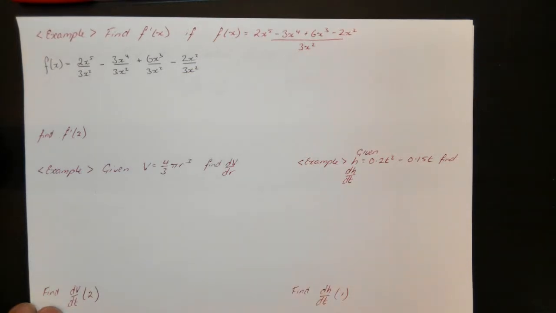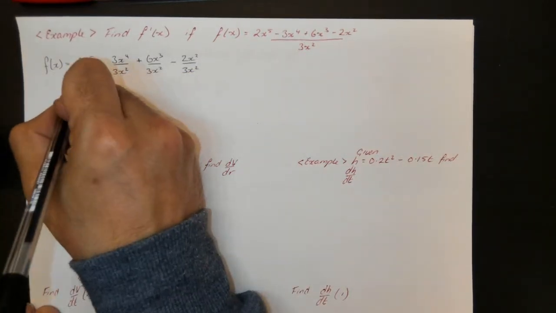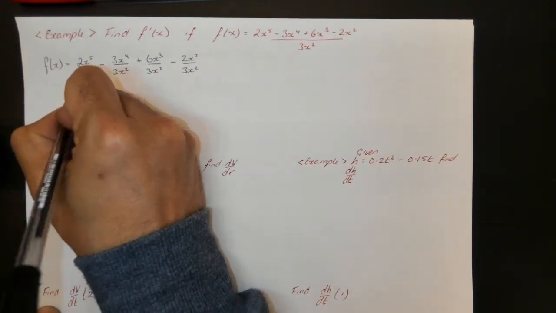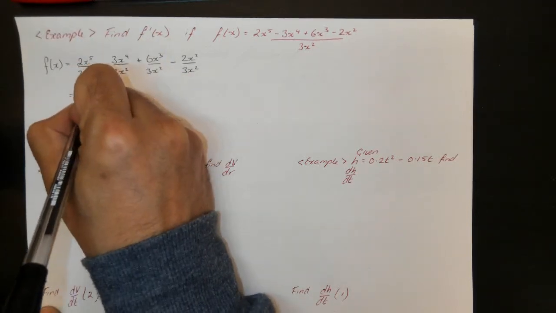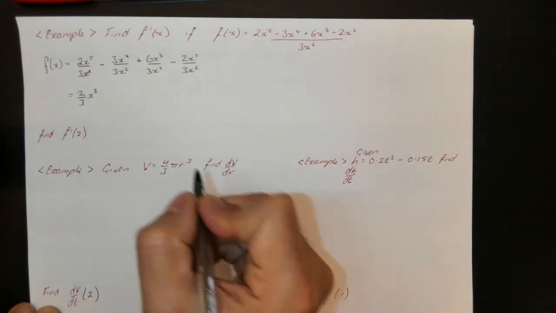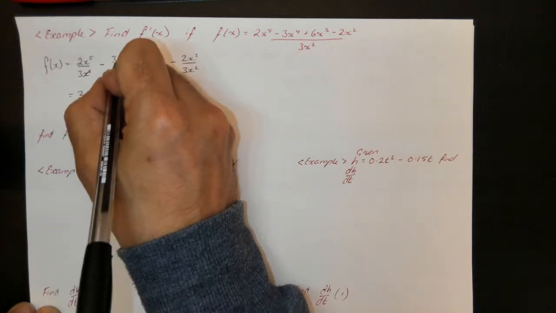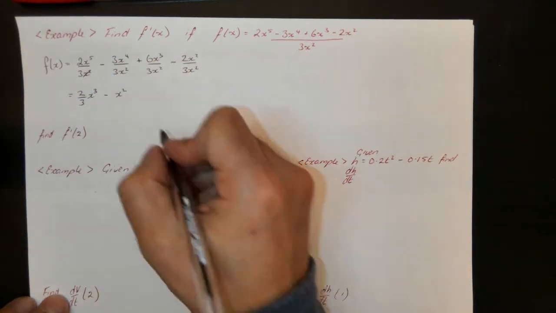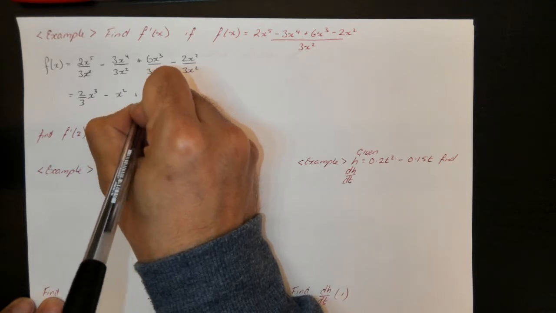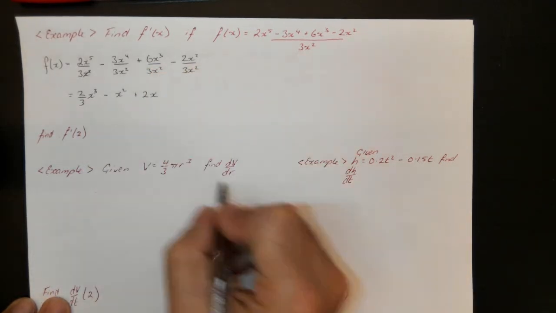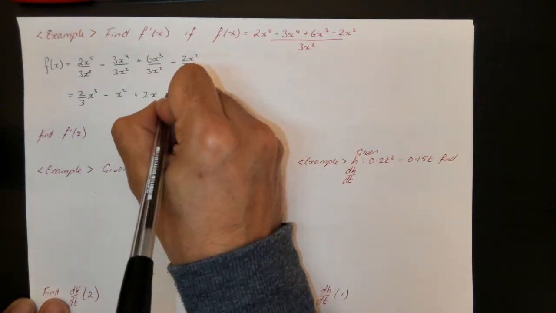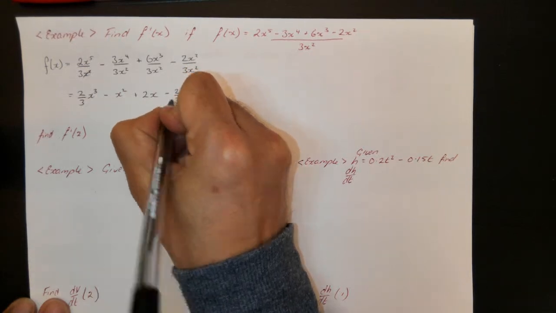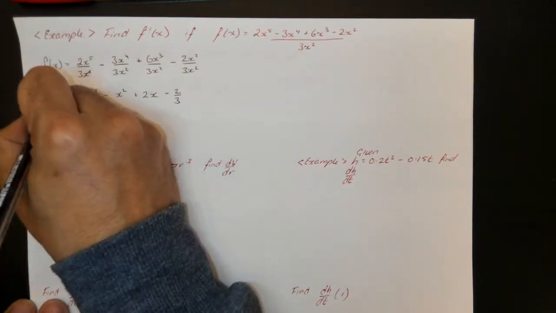Now we can cancel things out. So that's 2/3, that leaves us x to the power of 3. The 3 cancels out, that's just going to leave us x squared. That's going to be 2x, I mean, and that's going to be 2/3. That's f of x.